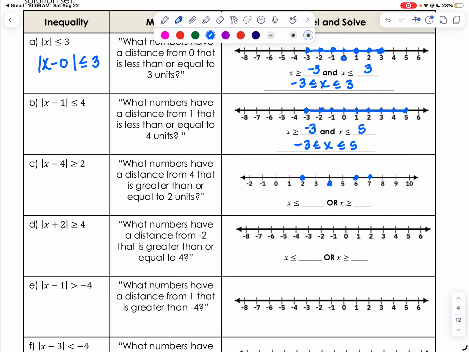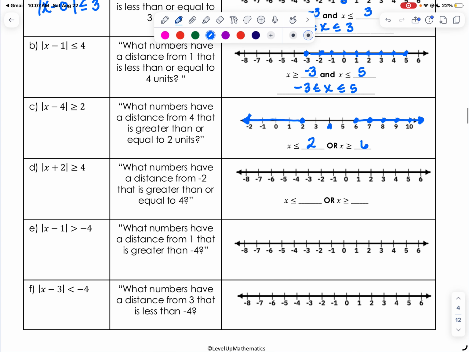So 7 would be a solution because 7 is 3 units away from 4. 8 would be a solution. 9 would be a solution. 10 would be a solution. So we have a lot of solutions going in this direction. Likewise, we have a lot of solutions going in this direction. So all these numbers that I just shaded have a distance from 4 that's greater than or equal to 2 units. So this would represent an OR inequality. X is less than or equal to 2, or X is greater than or equal to 6.